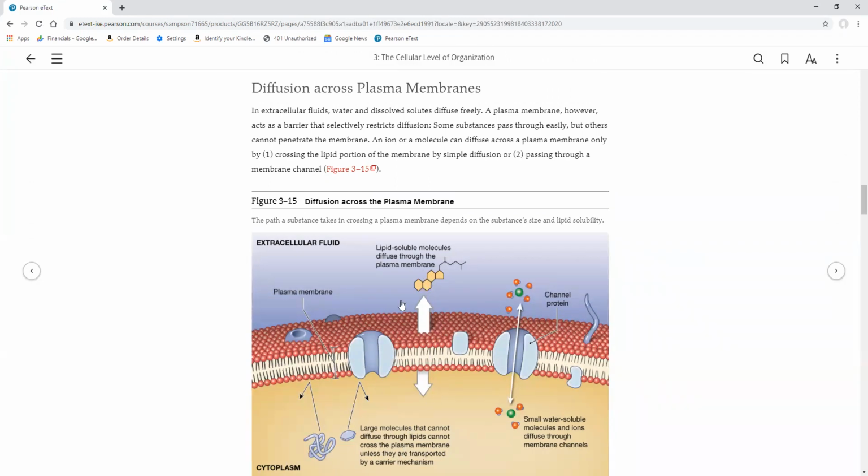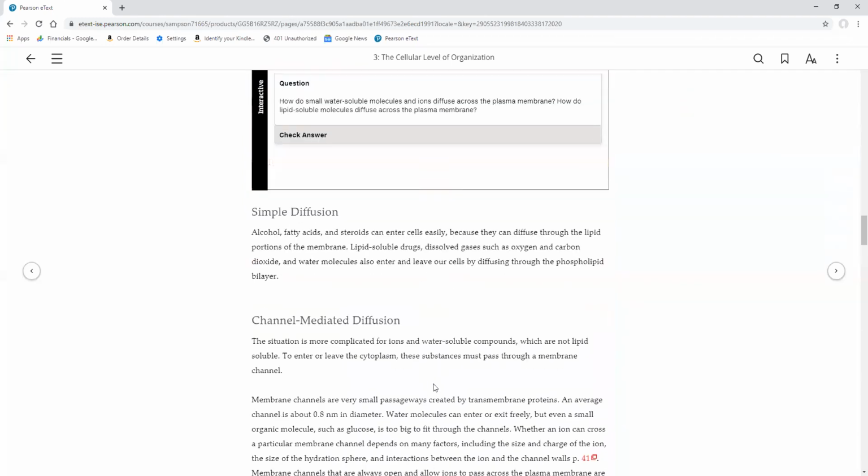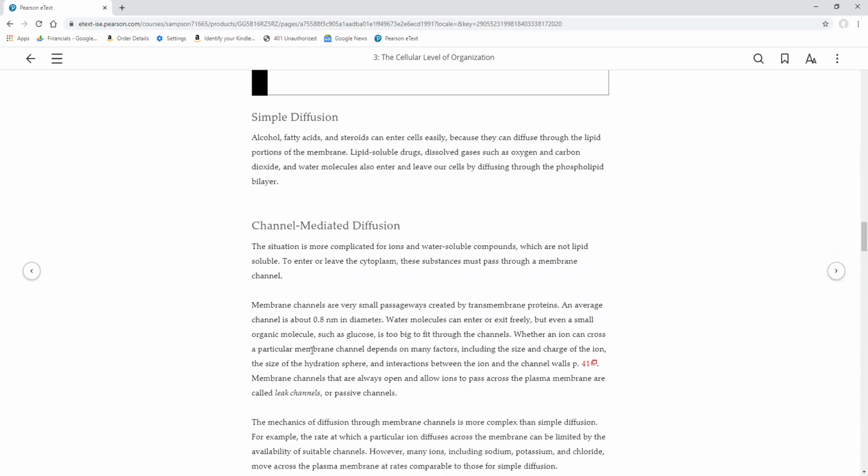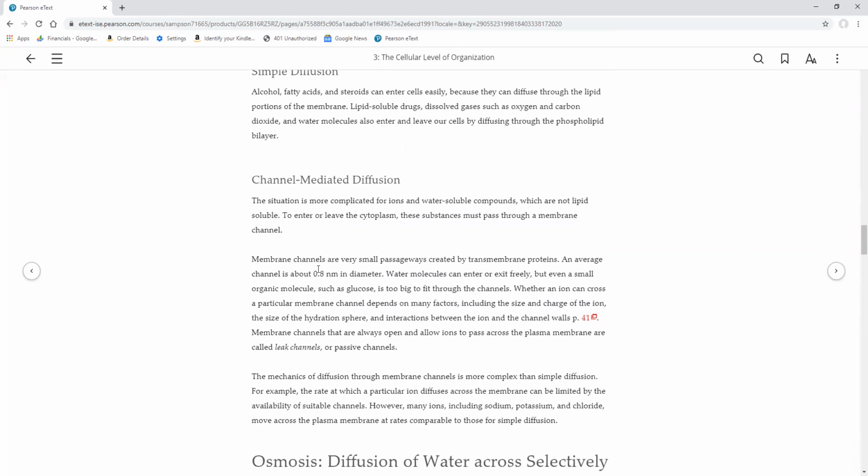If it's non-lipid, it has to go through a channel, and there's a bunch of different ways to get into the cell that way. Lipid-soluble drugs, dissolved gases such as oxygen and carbon dioxide, and water molecules also enter and leave our cells by diffusing through the phospholipid bilayer. Channel-mediated diffusion is a special case here for water. We'll talk about that later. Most of the time it's aquaporins, which are channels for water.